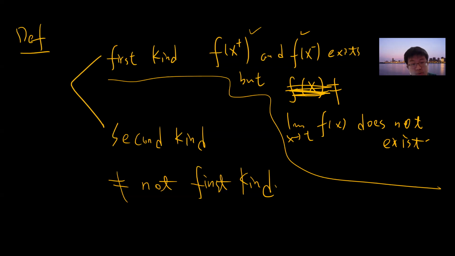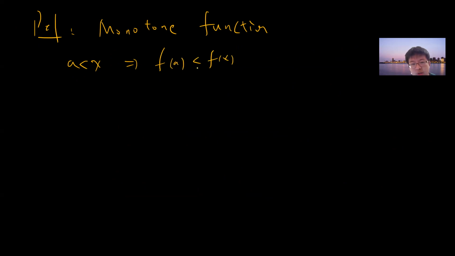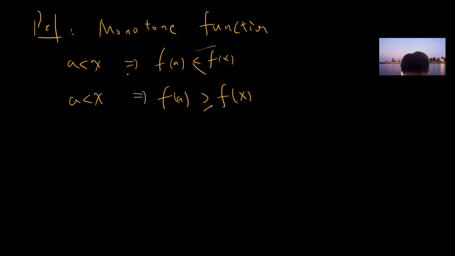There are some examples, but I don't have to mention them. Now the definition of a monotone function, which I think everybody knows. Strictly increasing means that when x is greater than a, f(x) is greater than f(a). If I put an equal sign here, then it's just increasing. And if for x greater than a you have f(x) less than f(a), this is called strictly decreasing. If I put an equal sign, then it's just decreasing. It seems like we didn't give any new information.